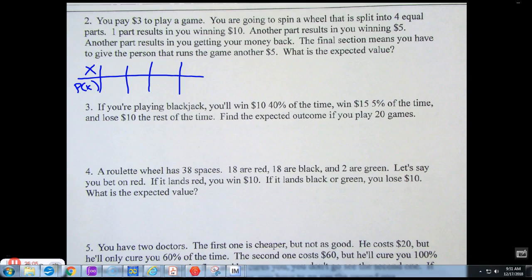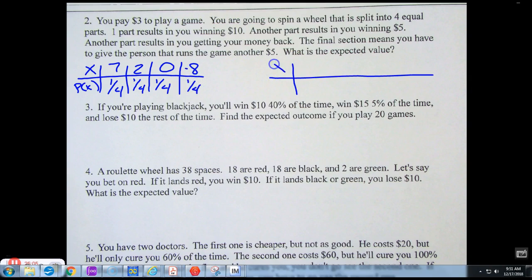If you're thinking about the 3 as you go, you didn't really win $10 here. How much did you win? You won 7, 1/4 of the time. This isn't really 5, it's really 2, 1/4 of the time. If you get your money back, now where are you at? 0. And then this one, if you paid $3 and now you have to give another 5, now we're at -8.